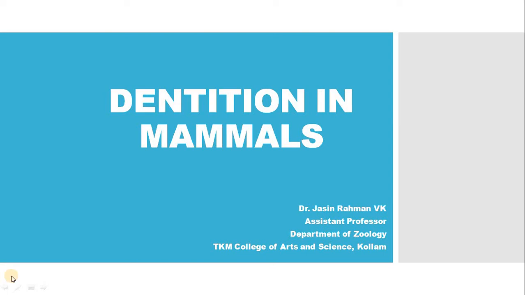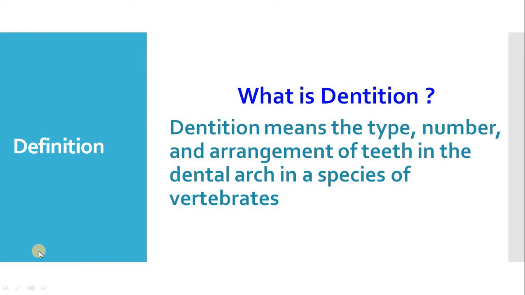Dear students, let's see the dentition in mammals. What is meant by dentition? Dentition refers to the type, number, and arrangement of teeth in the dental arch in a species of vertebrates. From this definition, you can understand that dentition is species specific. That means each species of vertebrate has a particular type, number, and arrangement of teeth in the dental arch.